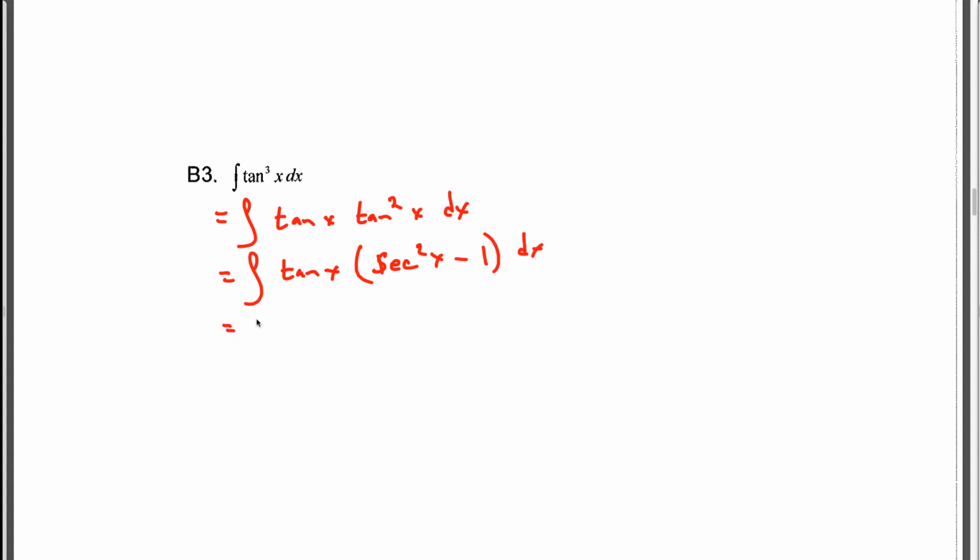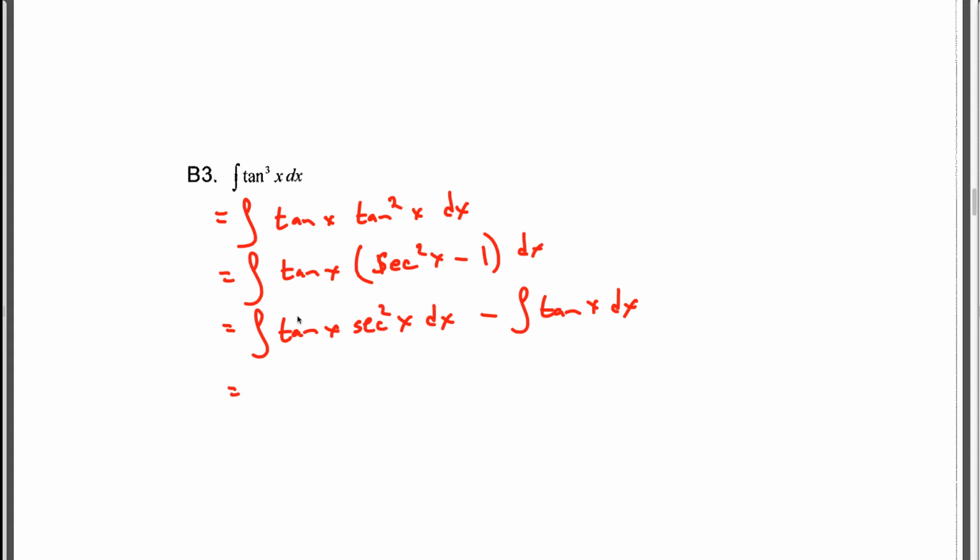The integral of tan x secant squared we actually saw in part A, and we should know how to do that, and there's 2 ways we can look at it. And then that's going to be minus the integral of tan x dx. And we should know that, or we should be able to find it on a formula sheet.